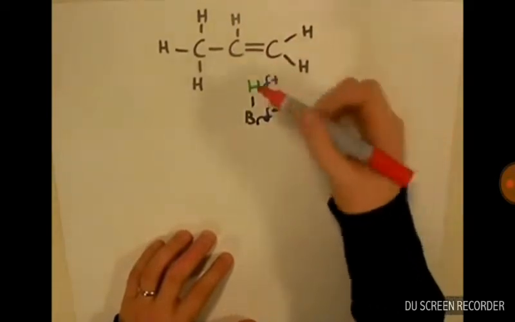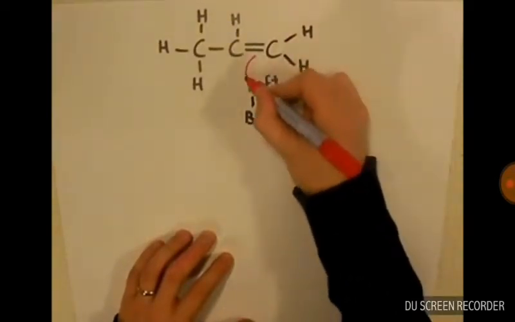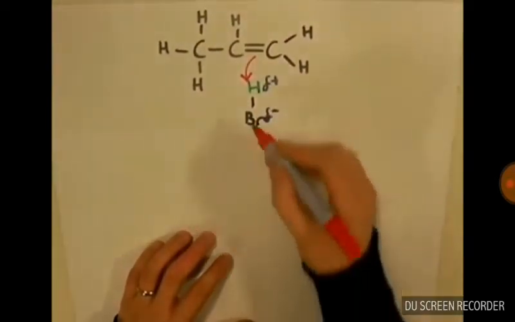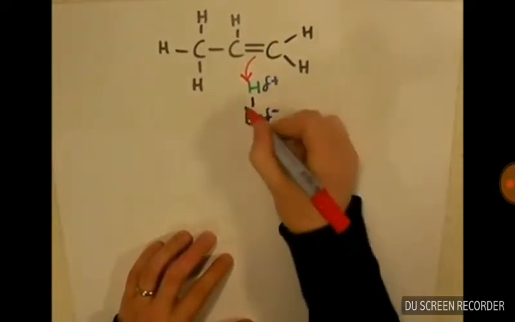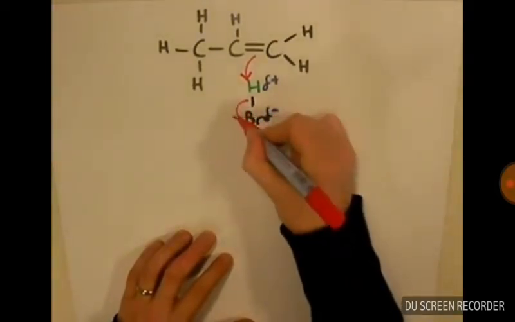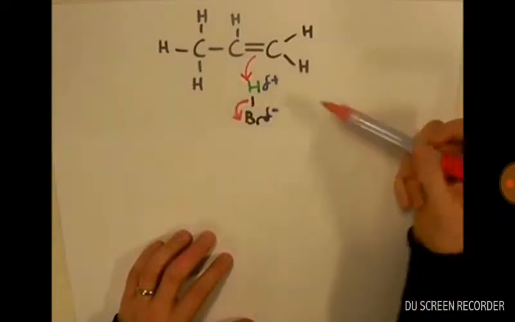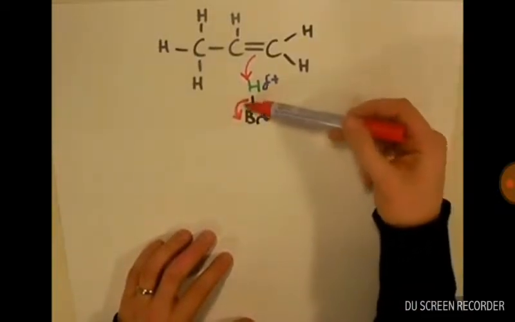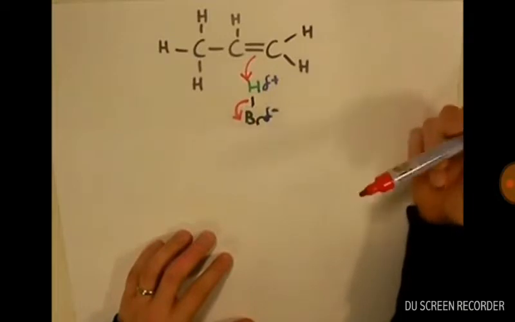We have the electrons from here attack and grab the hydrogen, and the bond between the hydrogen and the bromine breaks heterolytically onto the bromine. This means that two electrons are moving from this bond, clearly shown by the double-headed arrow, onto the bromine.